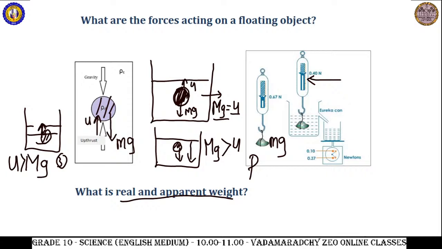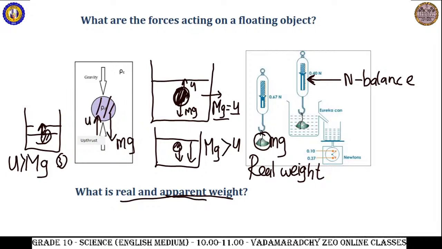This is the apparent weight. This is the real weight, that is the gravitational force acting on the object. That is m into g. But apparent weight is the weight that is noted in the Newton balance. That is, the Newton balance reading is the apparent weight.